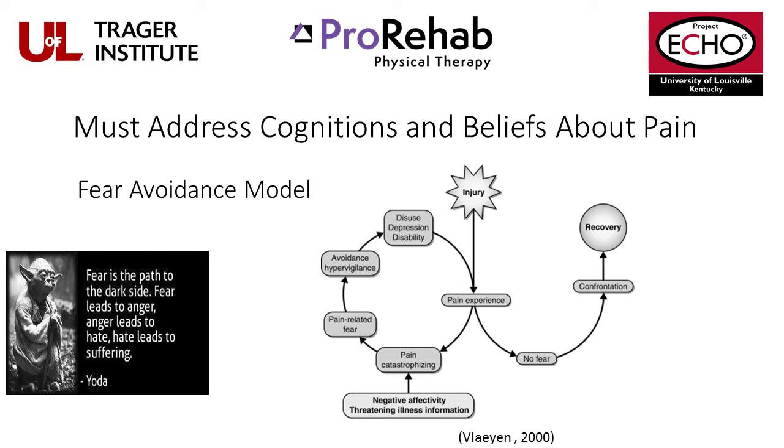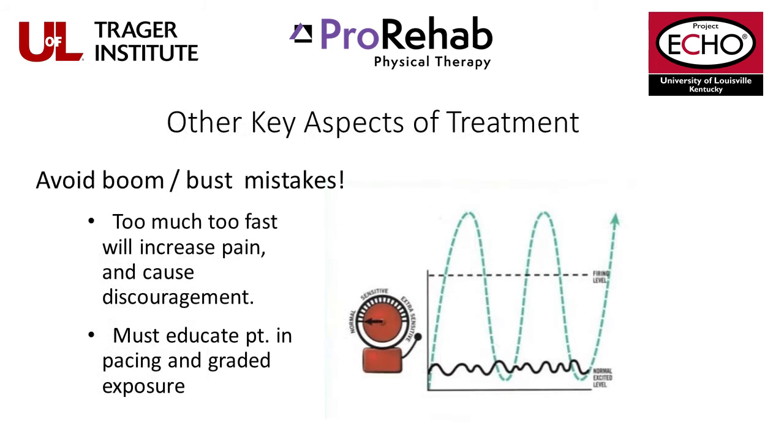So one of the ways we have to treat this is we want to avoid what we call boom and bust mistakes. Therapists in the past, and in my early career I've been guilty of this too, would say 3 sets of 10. We would say things like no pain, no gain. And we would do too much too fast, and we would continuously just set off the alarm system. The more we set the alarm system off, the patient would go home, they'd be miserable, and they would say, I can't do therapy, it hurts too much.